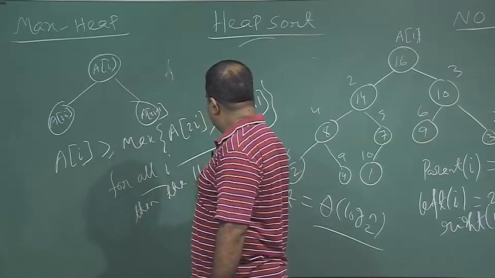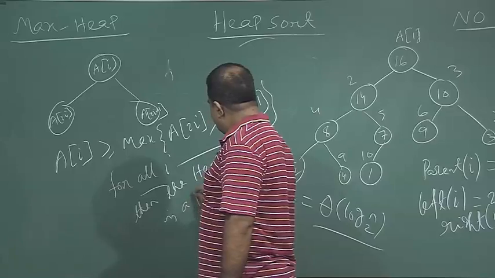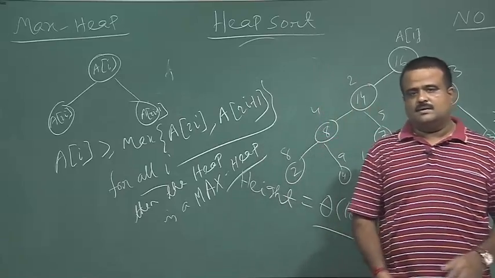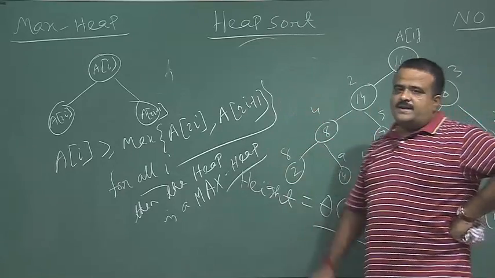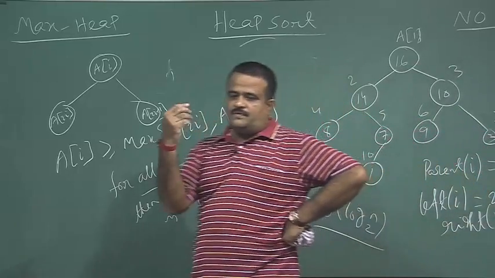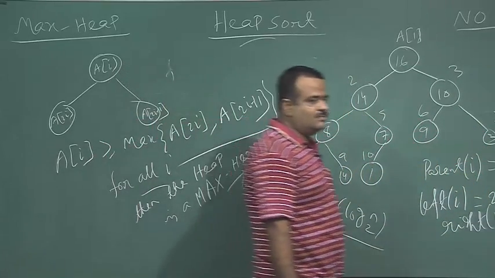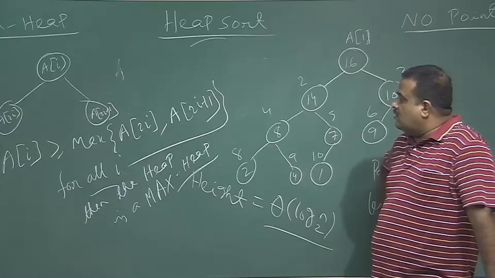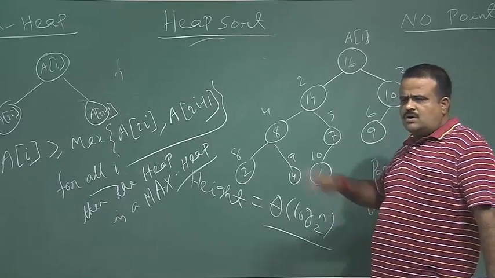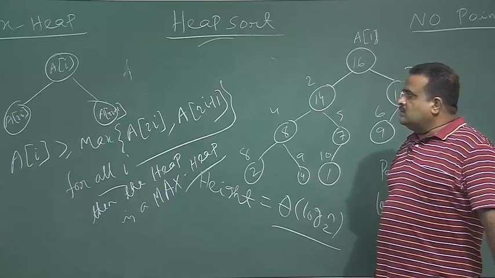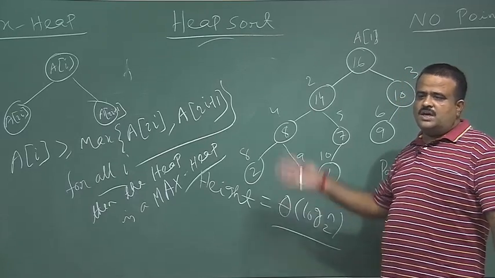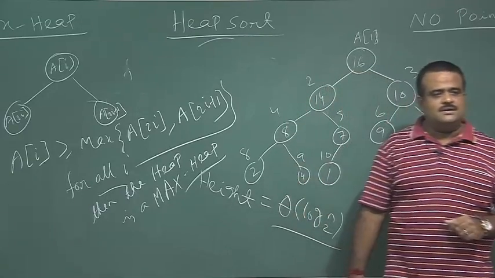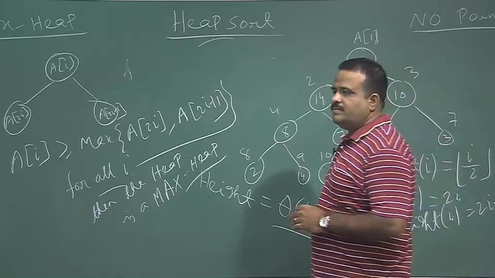Then the heap is a max heap, or we can say our heap has the max heap property. Similarly, we can define the min heap. If the value of any node is less than its children, and this is true for all nodes, then we call that heap a min heap. We will talk about max heap and see how we can use it for a sorting algorithm. This heap has nothing to do with sorting; we can study heap independently. It is a data structure used for priority queue implementation.